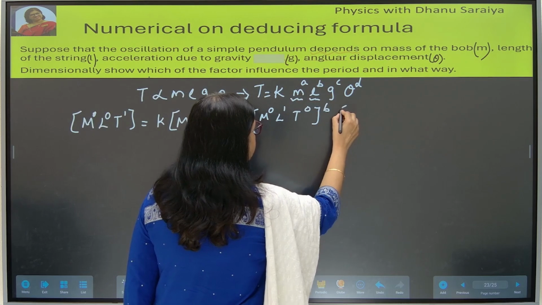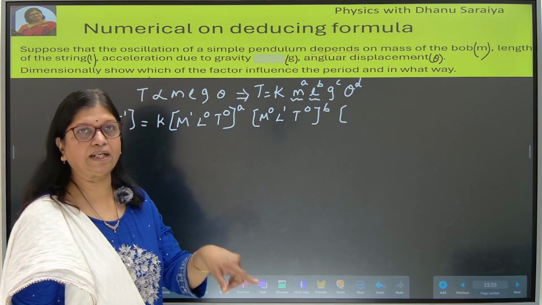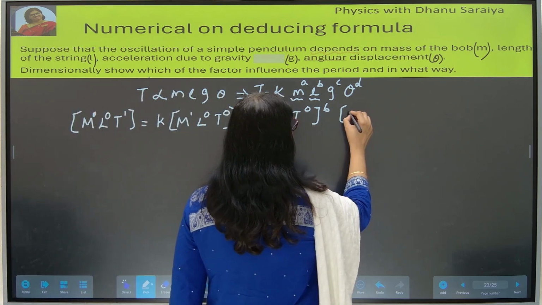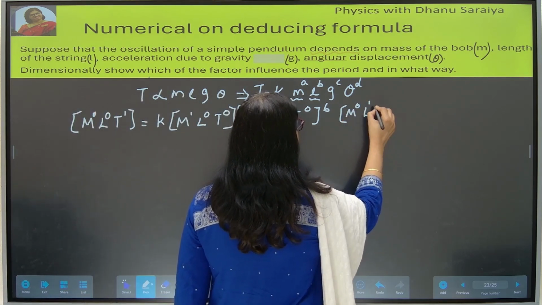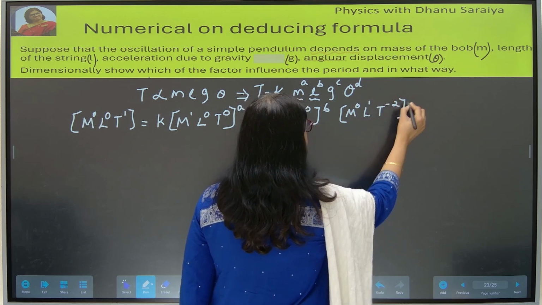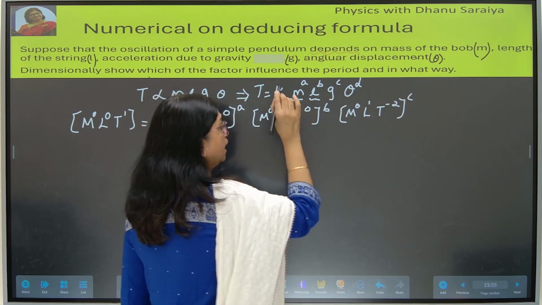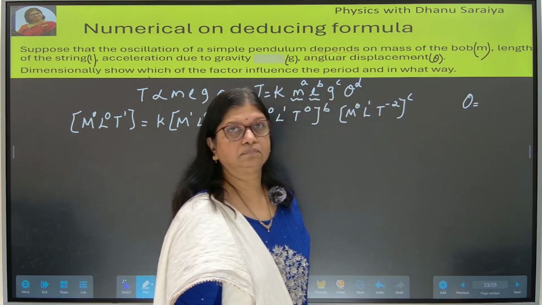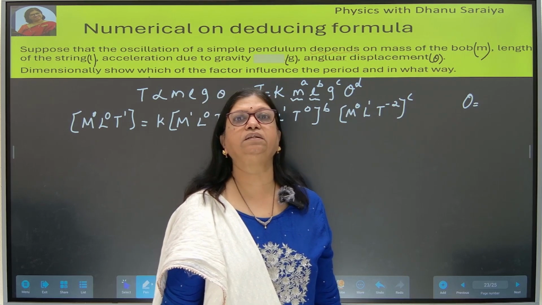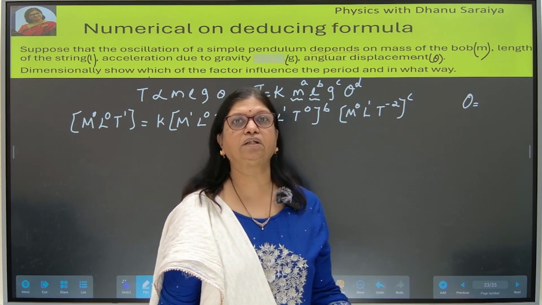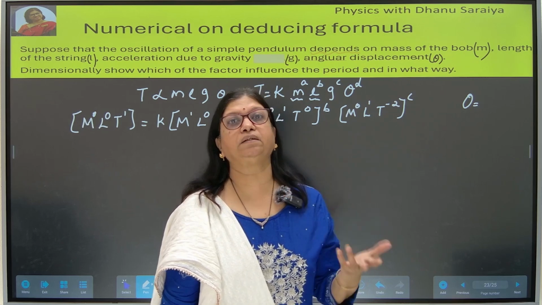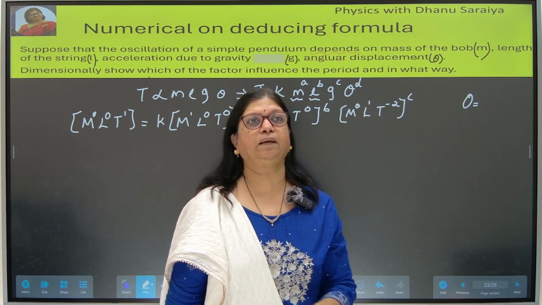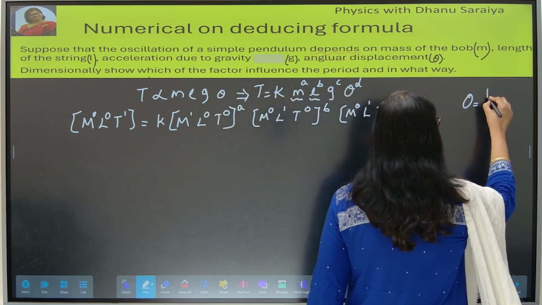Now g. g is acceleration due to gravity, so we will write the dimension formula of acceleration itself. What is the dimension formula of acceleration? M raised to 0, L raised to 1, T raised to minus 2, raised to c because g is raised to c. Now theta is a number: 10, 20, 30, 60, tan 30, cos 30, sin 60. They are numbers. This I have already explained in the previous video. So if theta is a number, then it is a dimensionless quantity.